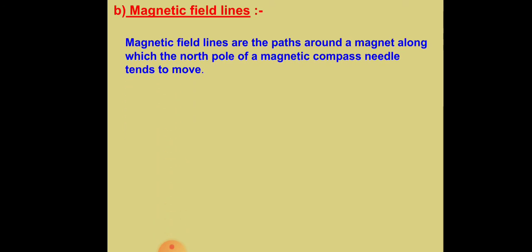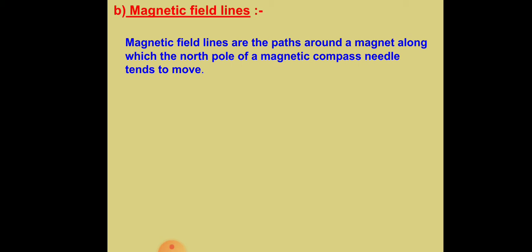So what are magnetic field lines? They are the path around a magnet along which the north pole of a magnetic compass needle tends to move. Okay, so the magnetic compass north pole tends to move along an imaginary path. We call that imaginary path magnetic field lines.